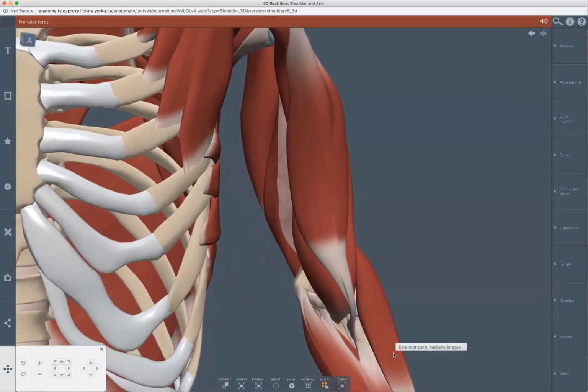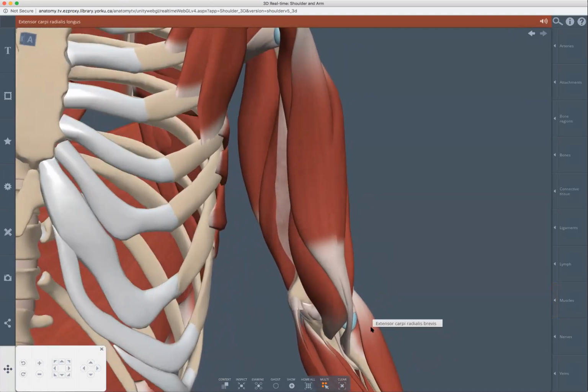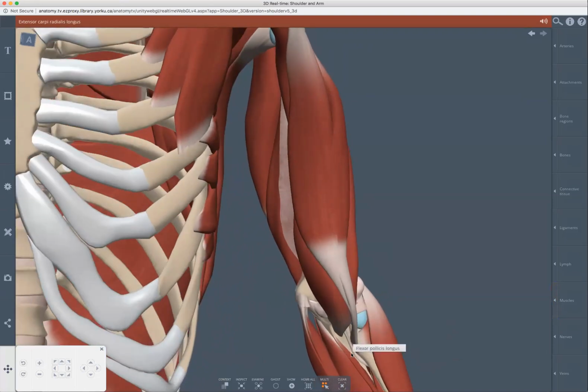There we go. Okay, there's still a lot of stuff down here. Let's get rid of that. You can sort of see it. Okay, so a little better. Okay, so here's your radius here. Okay, and the tendon inserting on the radius. This over here would be the ulna. Okay, so there's your biceps brachii.